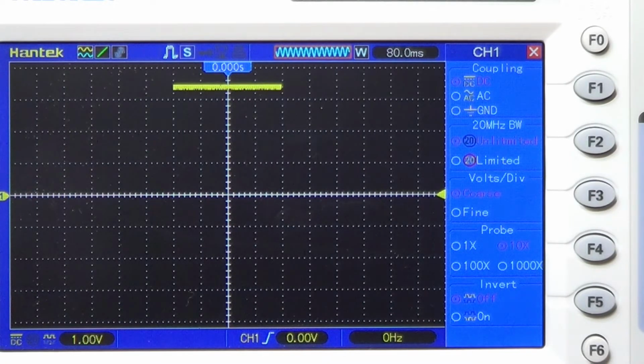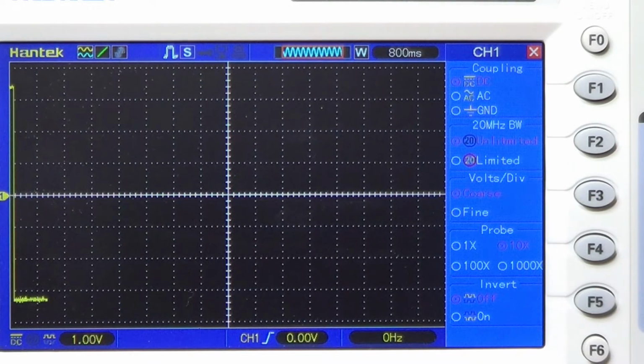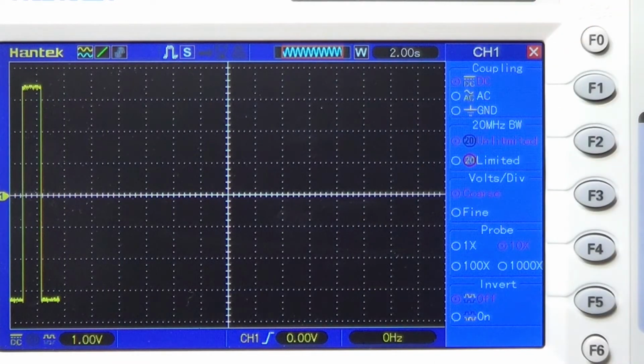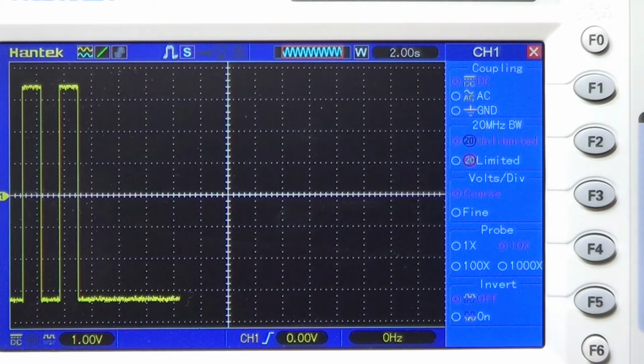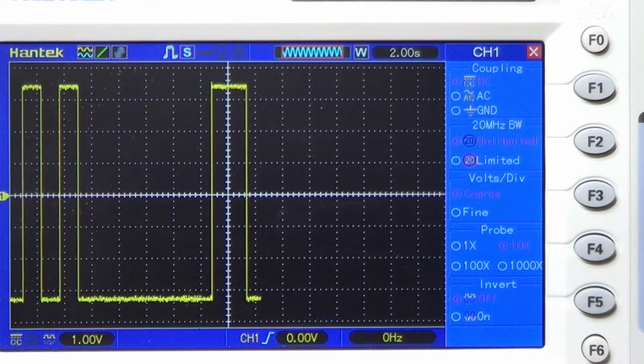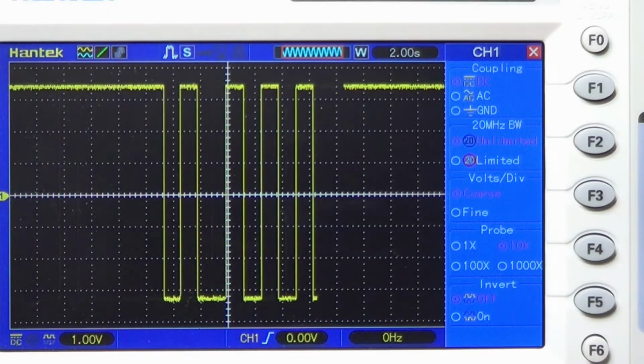Let me increase the sweep time. Set again to 2 seconds. We can go lower, of course. I'm keeping adjusting the potentiometer so you can see what happened while I'm changing it. Okay, I guess this is enough for this system.